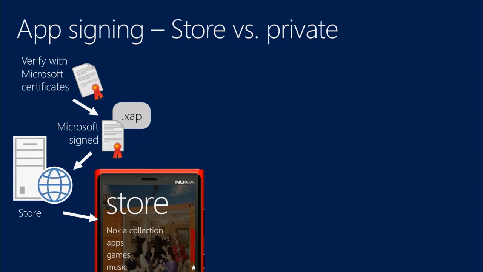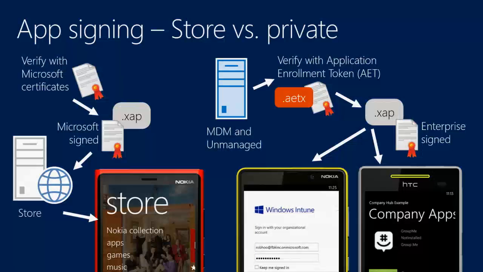So for app signing, there's store versus private. With the store, you're verifying with Microsoft certificates. Microsoft is signing those apps. They're going into the store, and your employees are downloading them with a hidden link. With private, you're using MDM or unmanaged. You're verifying with the application enrollment token, distributing that with enterprise signed apps, either using Intune or a company hub that you can have developed.